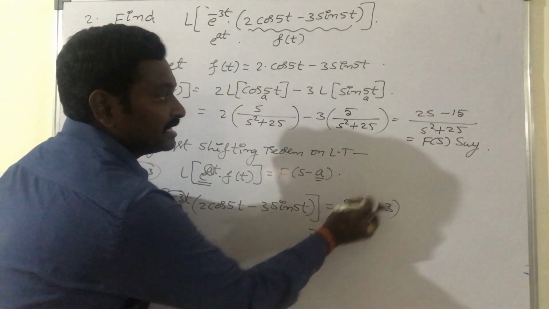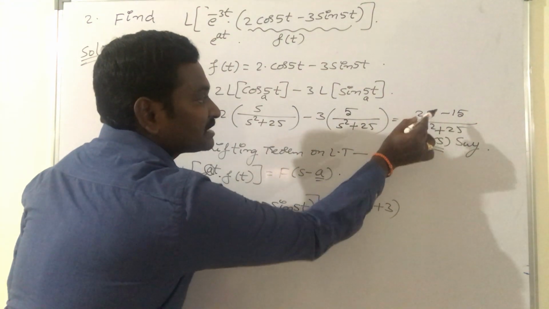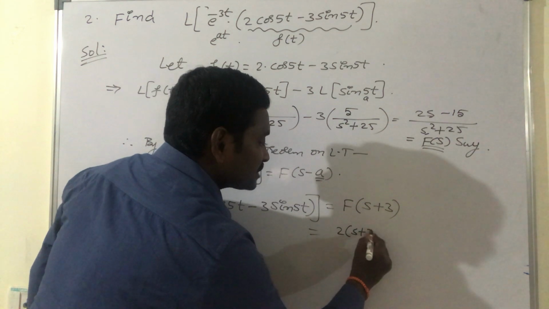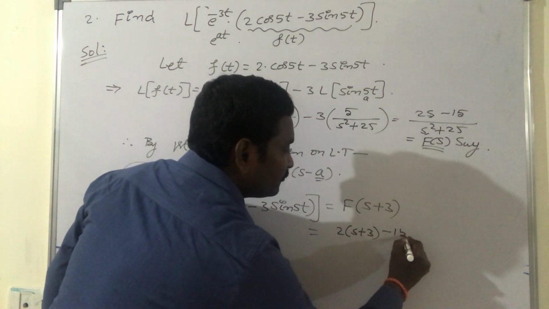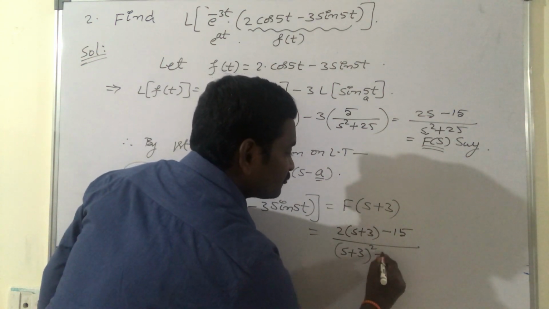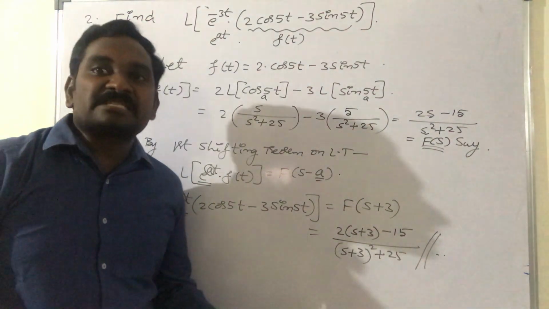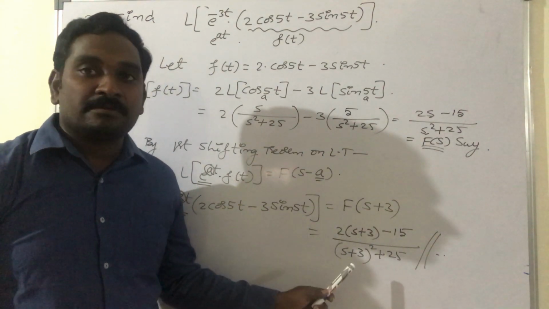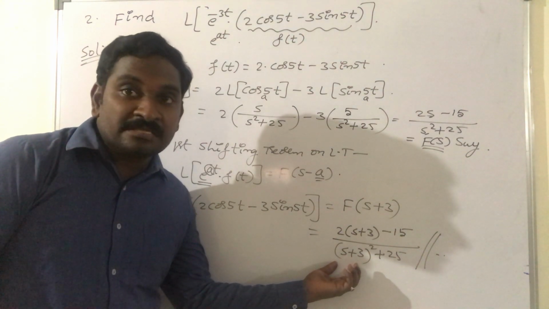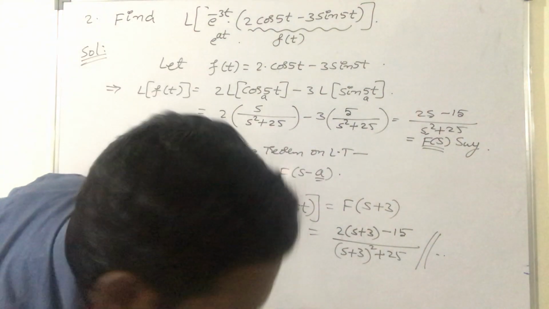F of s plus 3 means in the previous step we have the value of F of s. In this F of s, whenever we have s, blindly replace it by s plus 3. So you will get 2 into s plus 3 minus 15 whole by s plus 3 whole square plus 25. That's enough. Just simply replace s by s plus 3 here. It is not necessary to simplify the denominator by using the a plus b whole square. Just leave it like this. Okay, I will give another problem.